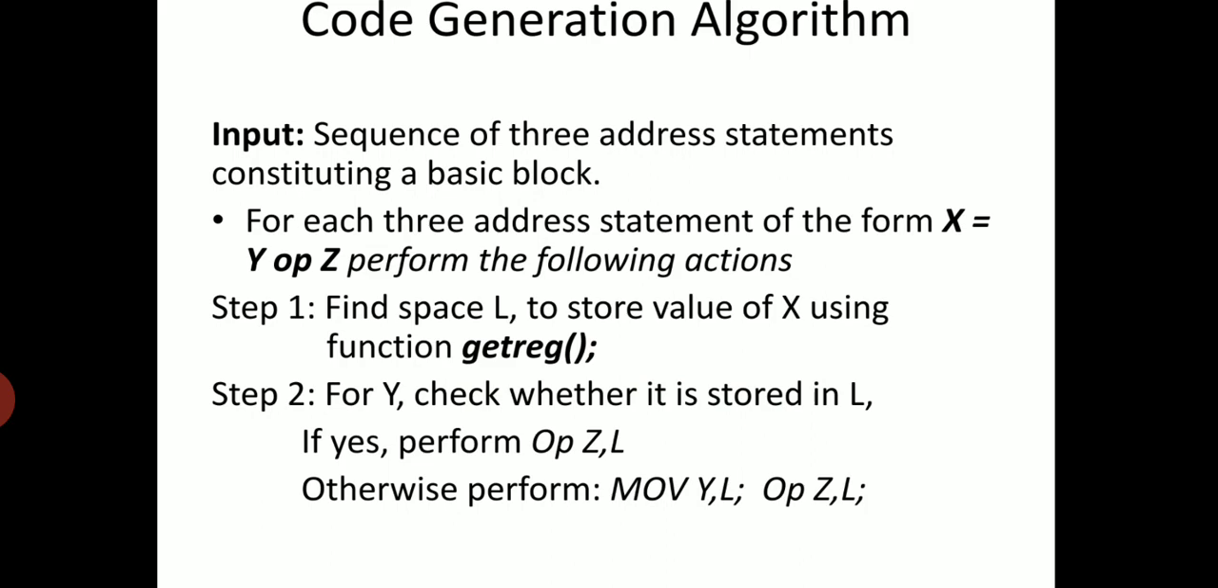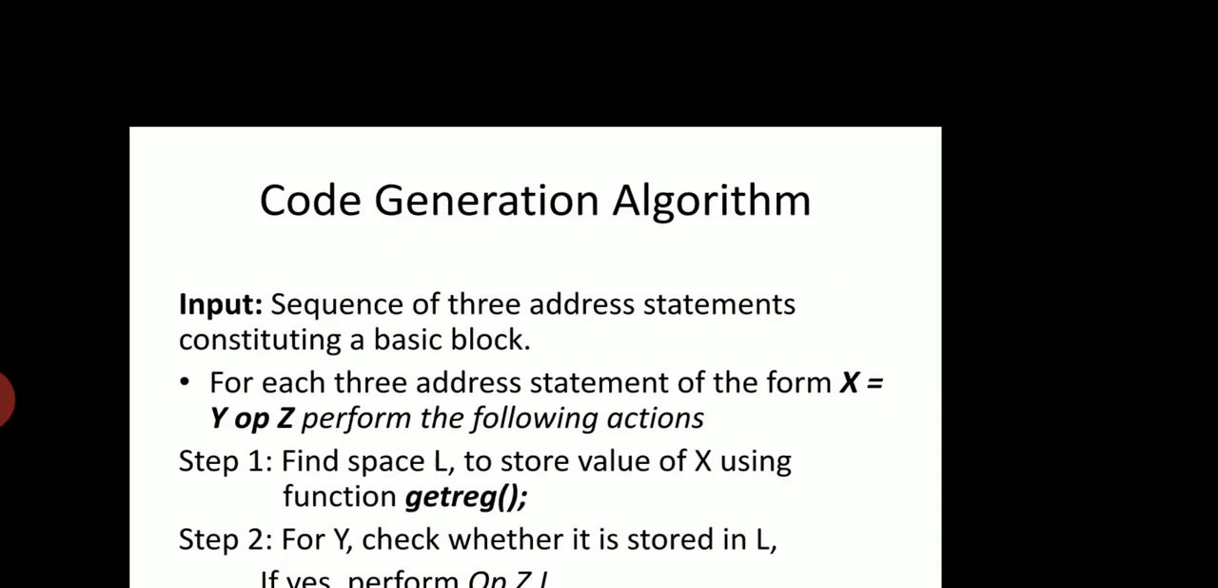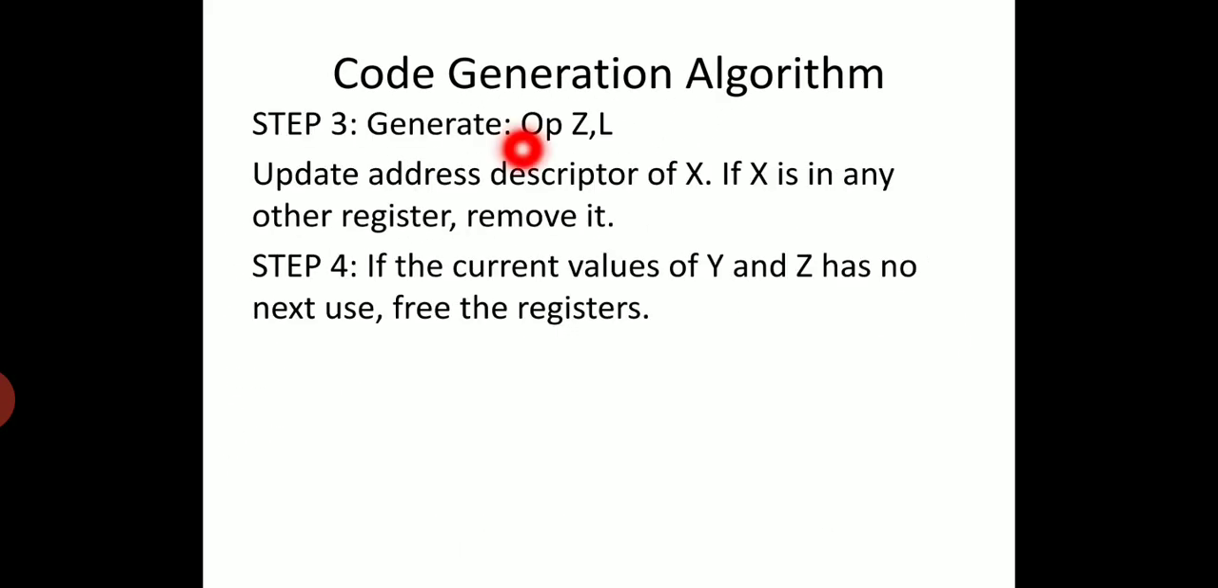Otherwise, we have to move that y to a memory location or register. That is why we write move y comma L. Only after that can we perform the operation. So step 3 says that we perform the operation z comma L. After performing the operation, L will be holding the result of x equal to y op z. That result will be stored in L.